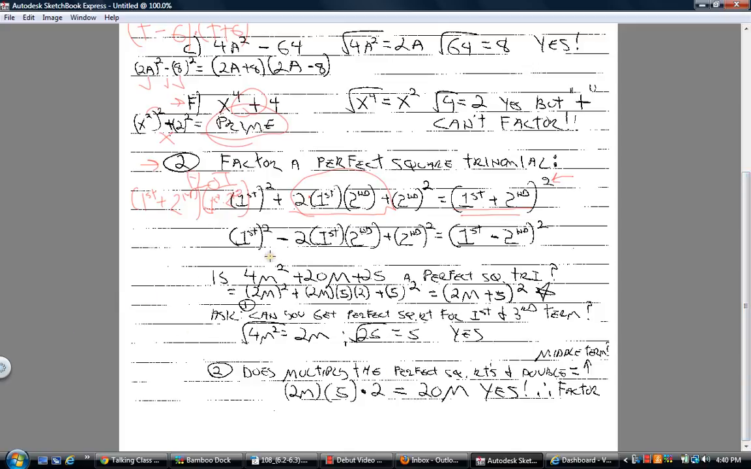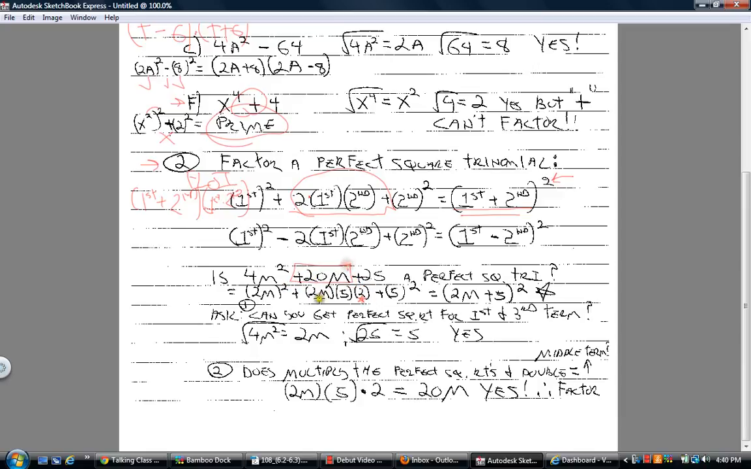Is 4m squared plus 20m plus 25 a perfect square trinomial? The reason you're asking this question is, again, you're trying to do reverse FOIL. You're trying to factor. You could use reverse FOIL, but if you see this pattern, it might save you a few steps. Can you take the square root of the first term? Yes. Can you take the square root of the second term? Yes. If you multiply the first square root, which is 2m, times the second square root and double it, does that equal the middle term?